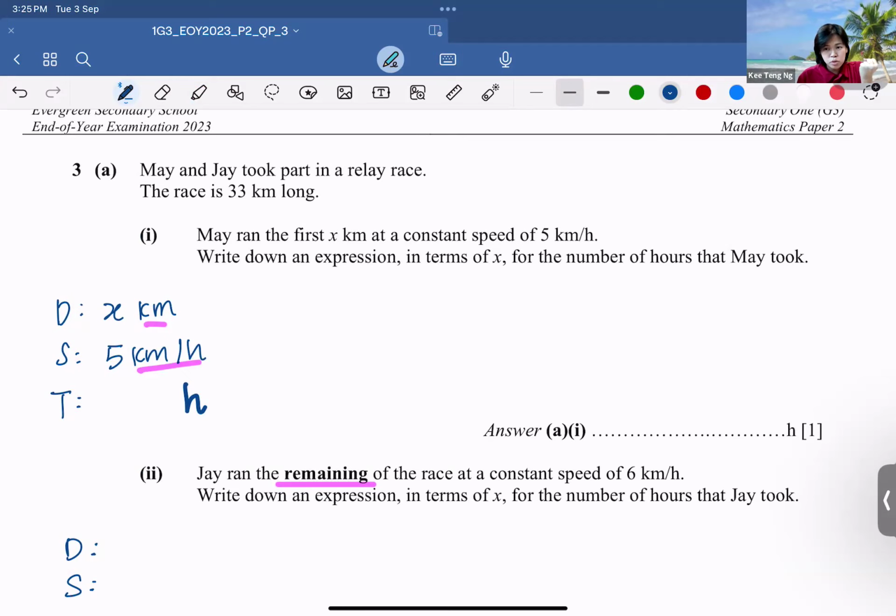Time equals to... maybe I'll call Aaron. Aaron, how to find time? Distance divided by speed. Thank you. So I take my distance, which is X, divide by my speed, which is 5. So this is X over 5 of an hour.